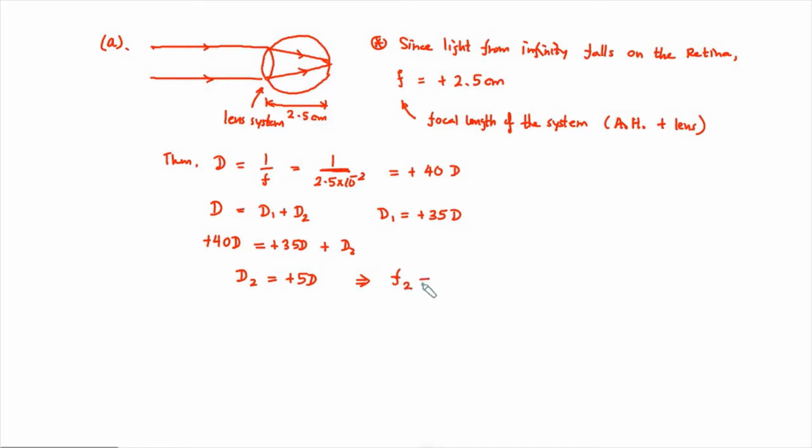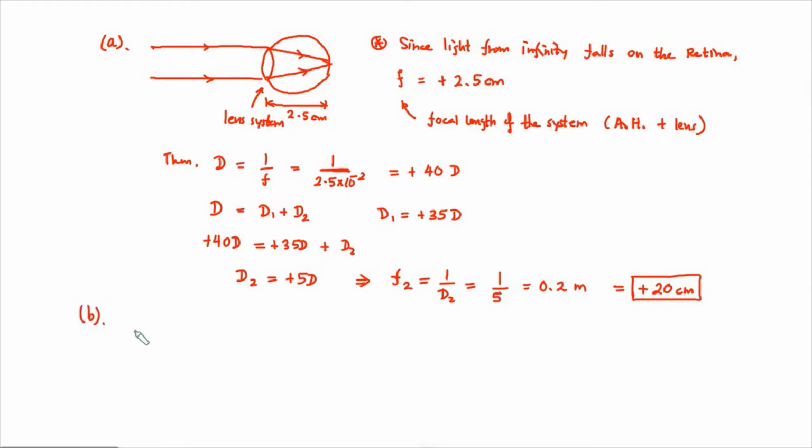So from this one we can find the focal length of the aqueous humor, that is F2 is equal to 1 over D2, and this is 1 over 5, so that is 0.2 meters, or in other words that is plus 20 centimeters. So that's the answer for the first part. The focal length of the aqueous humor is plus 20 centimeters. Now let's look at part B.